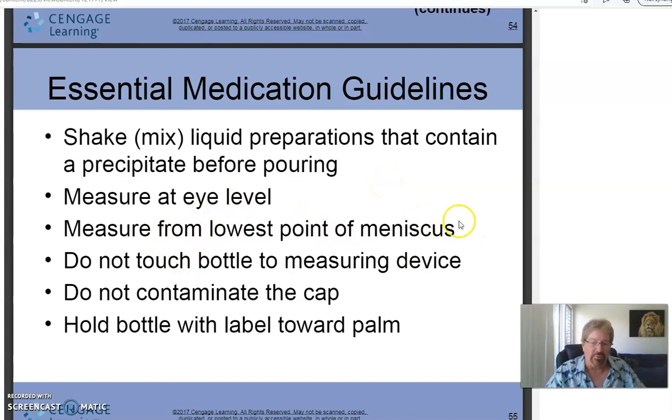Now, we don't know what that is yet. When you fill a hypodermic needle with a medication, it forms, it's not straight across. And at the lowest point, you have to specify exactly where you're going to fill to. Do not touch the bottle to the measuring device. Do not contaminate the cap. Why? Well, they use this bottle of medication over and over again until they run out. Hold the bottle with the label toward the palm.